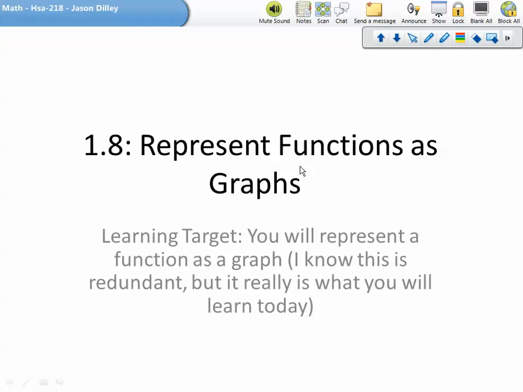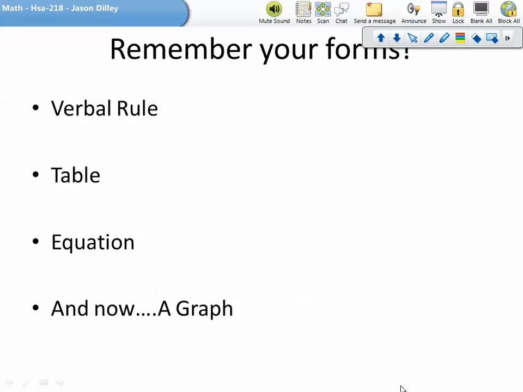This is 1.8. We're going to represent functions as graphs. In the previous section, 1.7, we represented functions as verbal rules, as equations, and as tables. And so now we're going to add that last one. We're going to represent it as a graph. The learning target says you will represent a function as a graph, which is exactly what I said. I know that's redundant, but seriously, that's what you should learn today: how to represent a function as a graph. Let's move on to the next little bit.